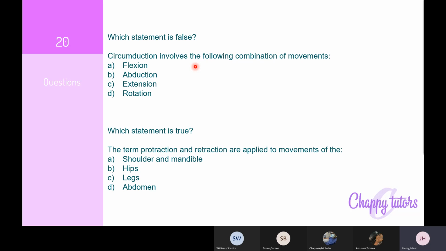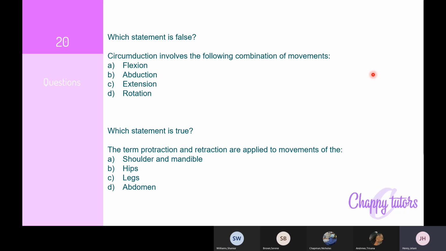Circumduction involves the following combination of movements: A, flexion, B, abduction, C, extension, or D, rotation. Does anybody have an answer for this question? Would it be D, since it's moving in D? Yeah. That is correct. Yes, the answer is D, right?